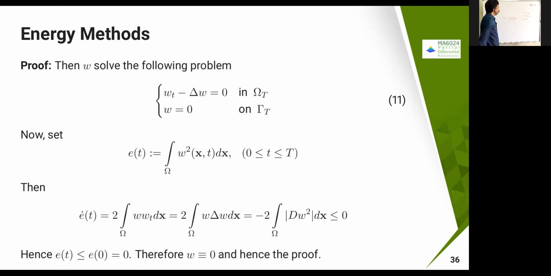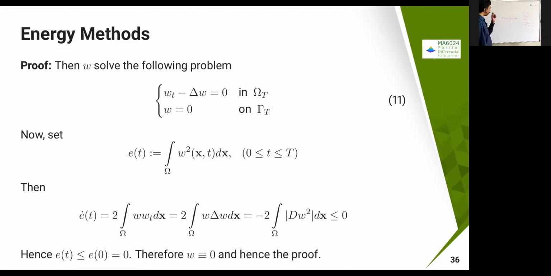So U1, U2 is the solution of the heat equation. Therefore, U1t minus delta U1 is going to be h, and U1 equal to 0 on the boundary. Therefore, what is going to come? Wt minus delta W equal to 0, and W equal to 0. So this is in omega t and this is in gamma t.